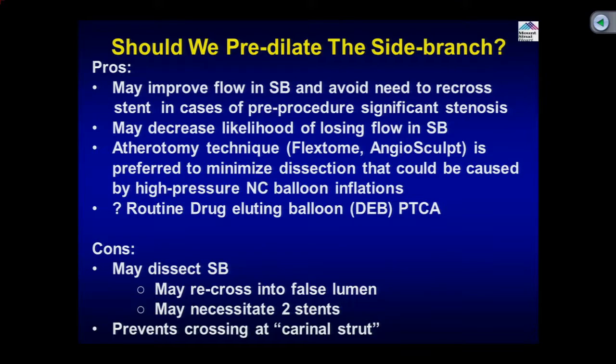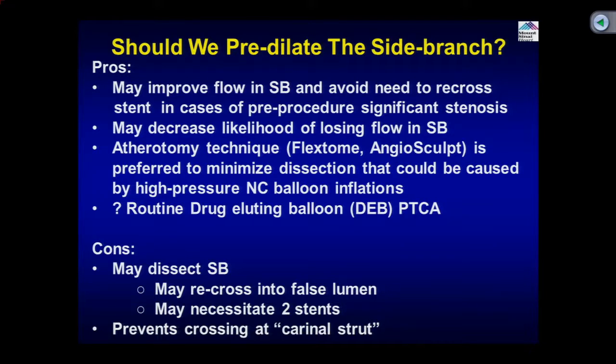One is, should we pre-dilate the side branch? Clearly, if you have a very significant lesion in the side branch, it's better to do a pre-dilatation, particularly if it's 90+%, because then you are guaranteed to occlude that side branch. So it makes sense that you dilate a very tight lesion. The selection of device is usually the atherotomy technique. You can use high pressure, but that can cause dissection. The whole concept of whether you should use a drug-eluting balloon still needs to be panned out.